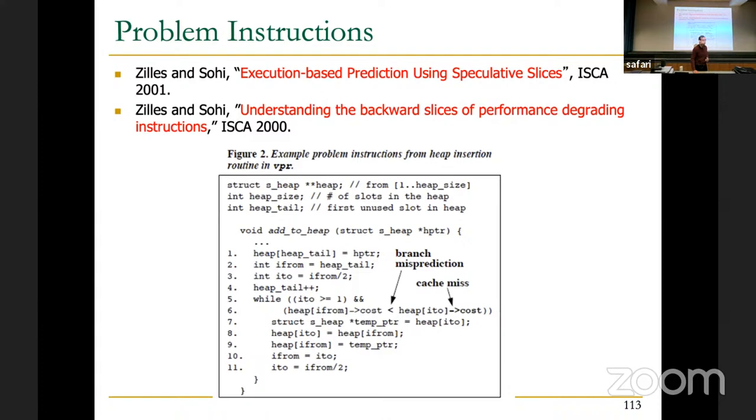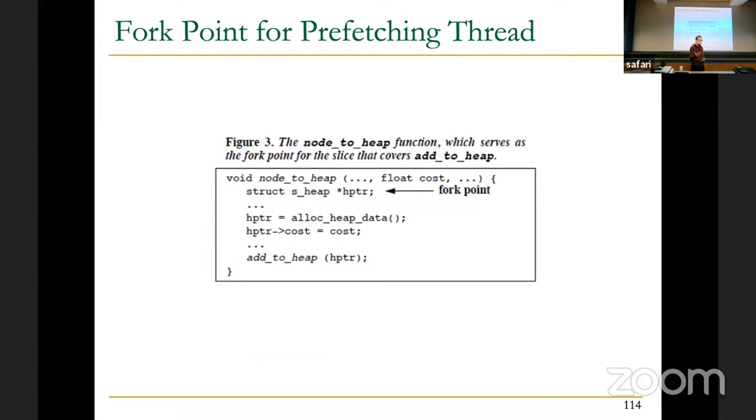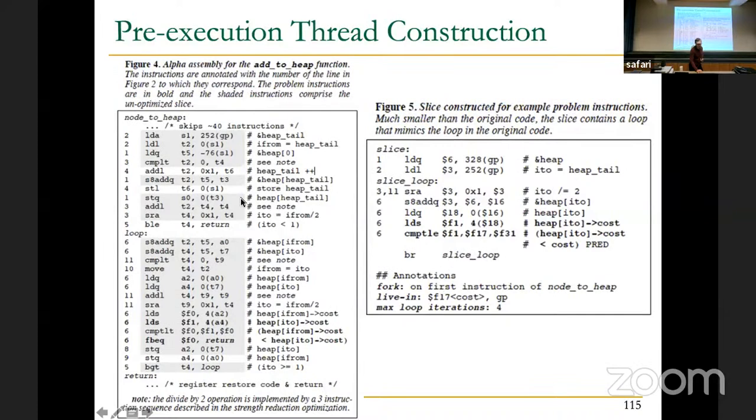I'm not going to go into this again, but you can get the idea, basically. You identify the performance critical instructions, and then you identify the backward dependence chains, and that's your thread, basically. Then the question becomes, where do you fork that thread? And we discussed that. You need to be careful. Usually you need to go out, but if you go out too far, then you may actually have an issue. And these papers evaluate a lot of these. But for example, if you look at over here, there's some problematic instruction over here.